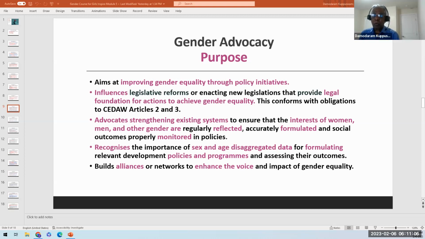Okay, let's move on. The second strategy that we have is gender advocacy. I think there are many people in the group who are very much activists. Let's look at how you understand advocacy.